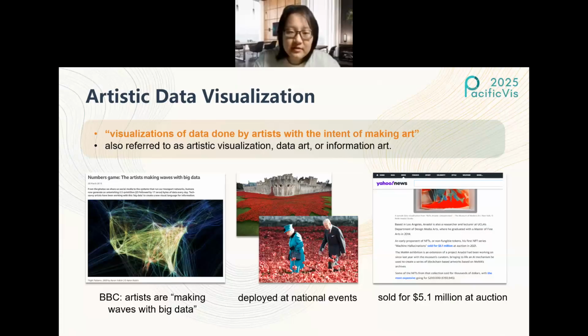Artistic data visualization refers to visualizations created by artists with the intent of making art. It has gained widespread attention in recent years. As the BBC has reported, artists are now making waves with big data. Some data-driven artworks have been exhibited in significant events and even sold for millions at auction.